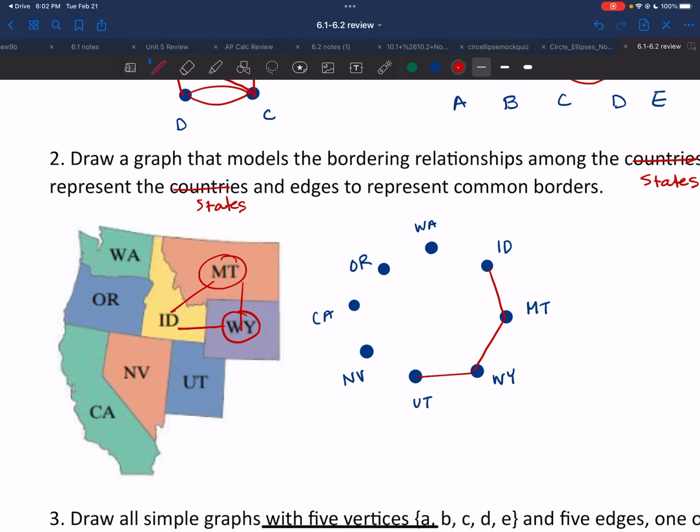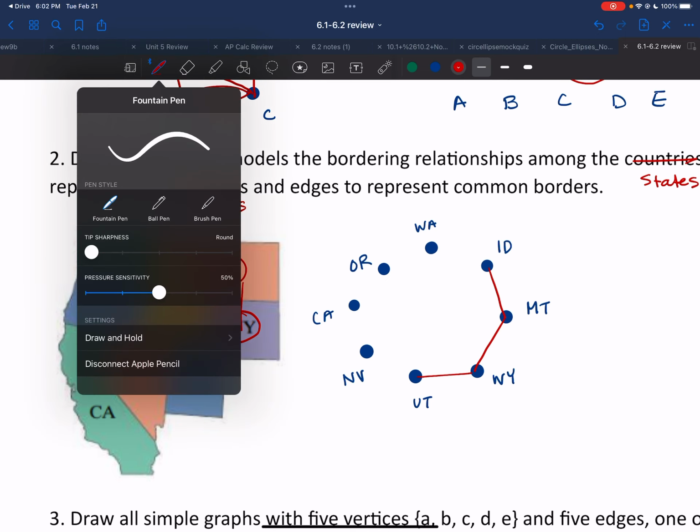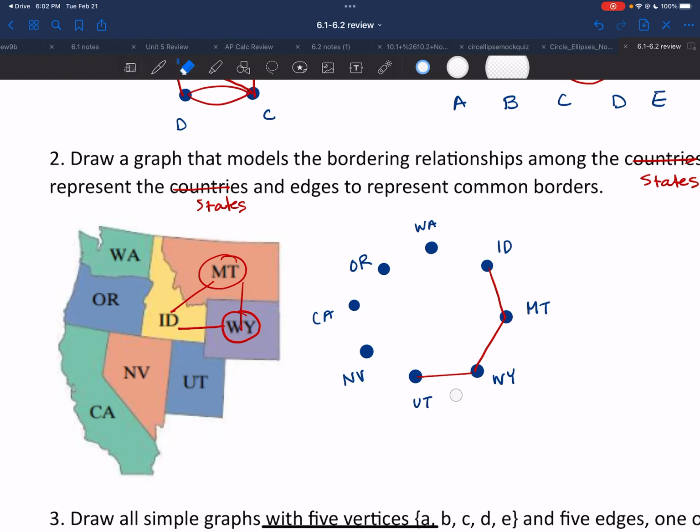Oh, hang on a second. That was not what I wanted. That's not the connection I wanted. Wyoming is connected to Idaho, which is here. So Montana and Wyoming. Okay, we're good. Then I'm going to look at Idaho. So Idaho, we already have it connected to Montana and Wyoming.